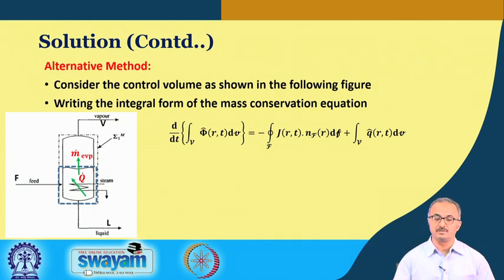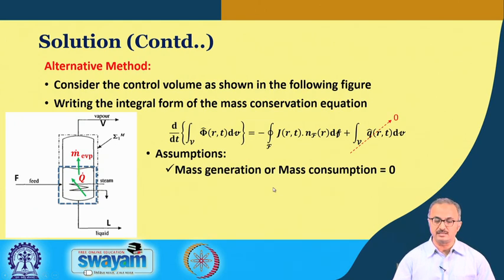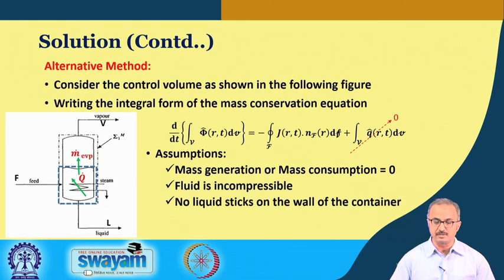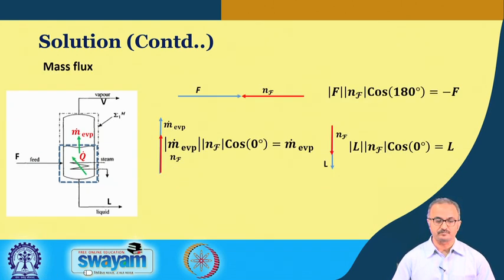So, again we write the mass balance equation for this new control volume, and in this case we see that there is no generation or consumption of mass, the fluid is incompressible, and no liquid is taken to the container.